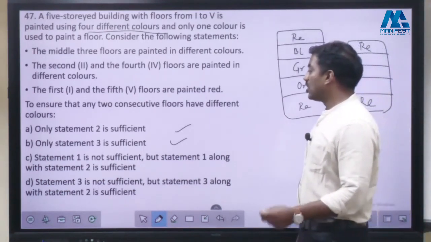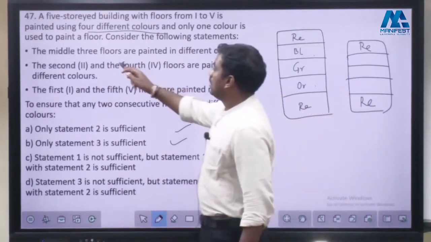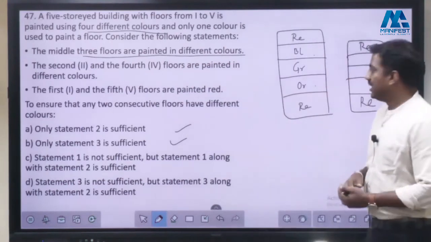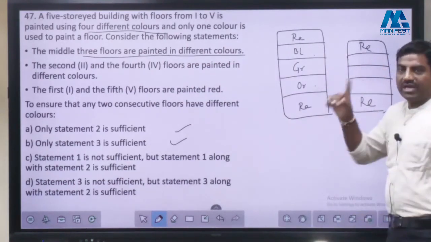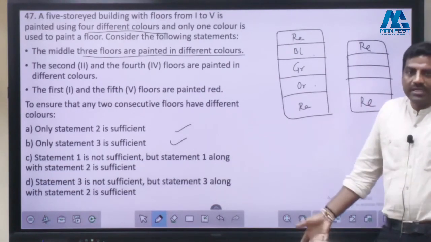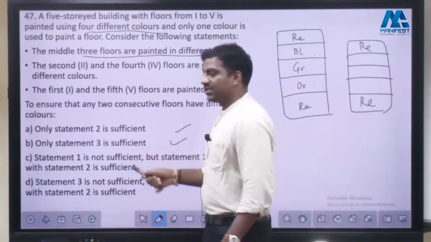Statement 1 is not sufficient. Let us check statement 1. Middle 3 floors are painted in different colors. Middle 3 different colors. We are left with 1 color. Can we paint the first and last with that same color? Then also this one is left. So statement 1 is not sufficient.